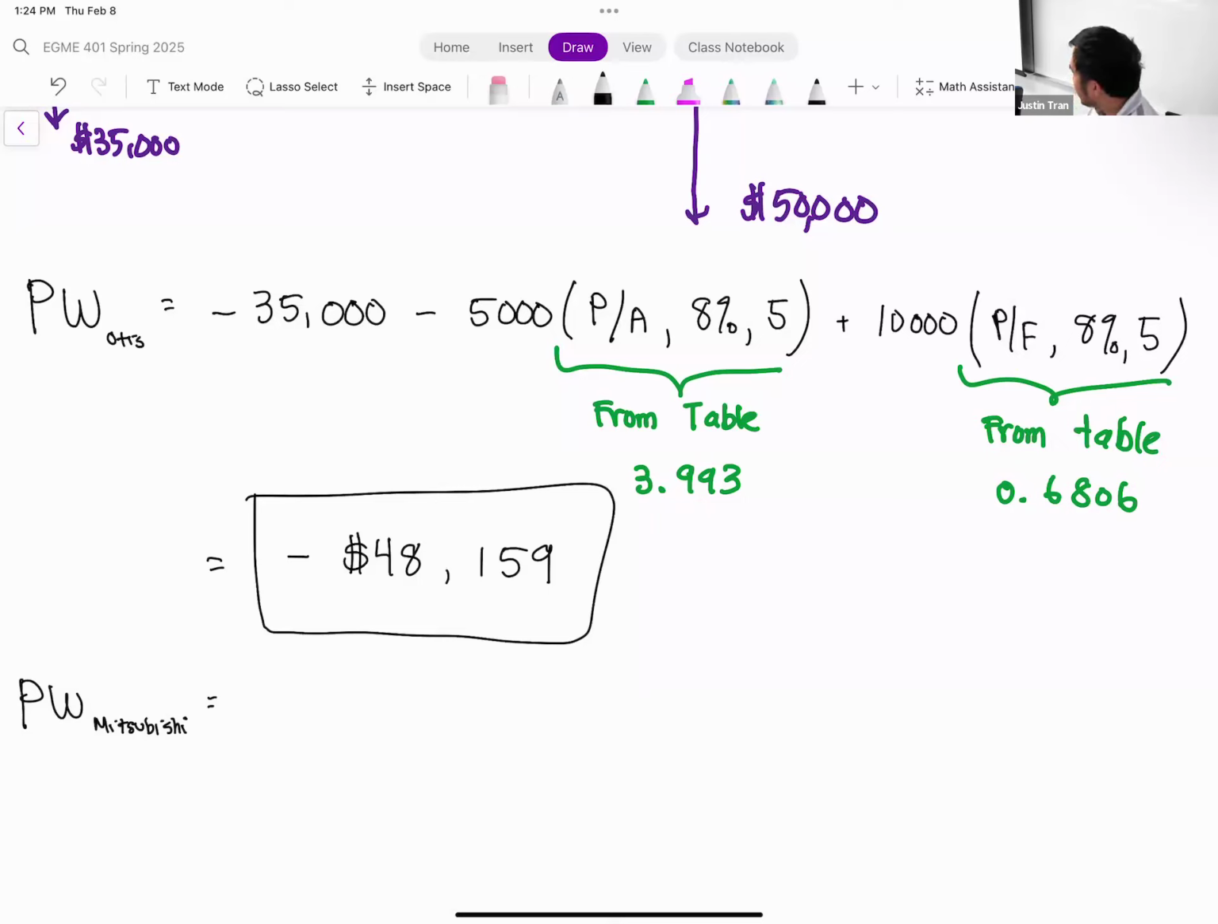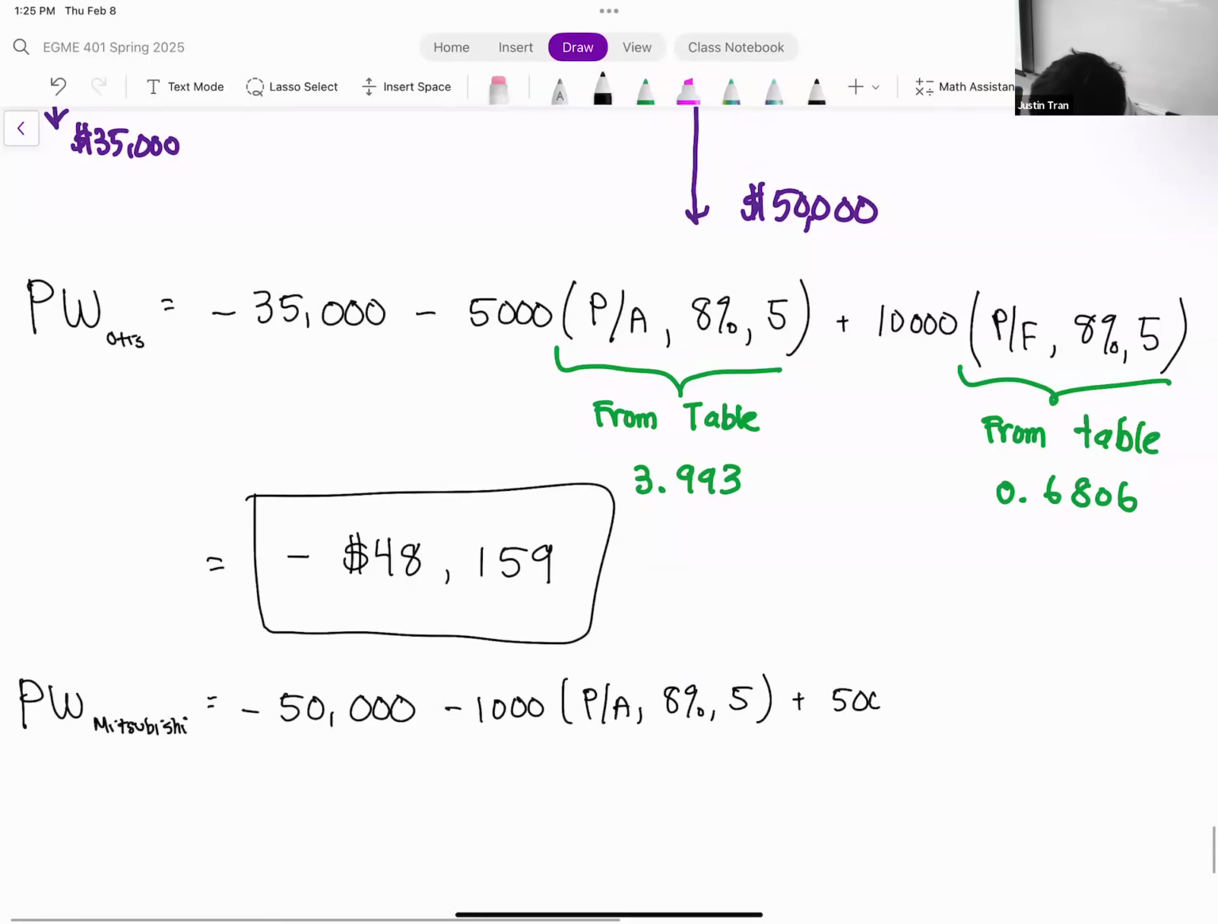And since the cash flows are identical, the conversion factor is going to be the same as well. All right, so just like the Otis elevator, we have our initial cost. Our initial cost in this case is 50,000, so we have a minus 50,000. Minus 1,000, P over A, 8%, and 5. Then to that, we're going to add 5,000, P over F, 8%, and then 5. That 5,000 being the salvage value that we have.